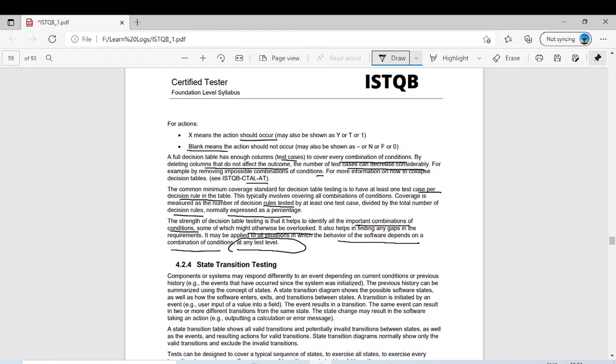Now we will study in detail about state transition testing.